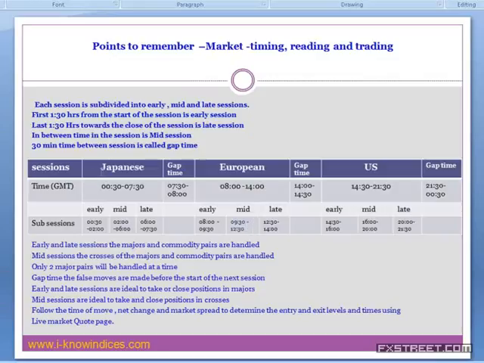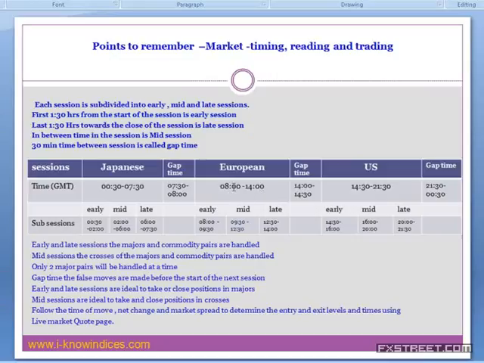Each session is a naturally occurring session, and this is how the players follow the sessions. In each session you come across the early, mid, and late session, and in between the sessions you come across a gap time during which they make the false move. Those who have been tracking me in the earlier webinars might be aware of all the details, and for those who have joined fresh, I'm trying to explain. In the case of euro, the Japanese, European, and US sessions, these are all the timings followed by the players. So 8 to 14 GMT is the European session.